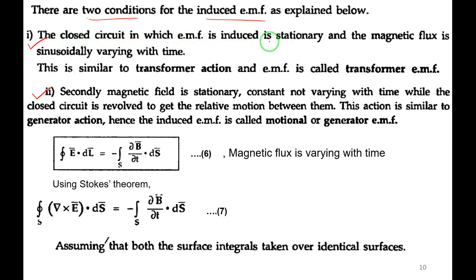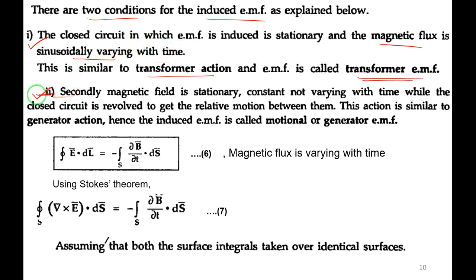The closed circuit in which EMF is induced is stationary here. The conductor is not moving, it is stationary, but that stationary circuit will generate the time varying magnetic field, meaning magnetic flux is varying with time. The current flowing through the primary of the coil will generate the changing magnetic field continuously. But the coil wound on the primary section is fixed, so the conductor is not having any movement. It is similar to your transformer action. Hence we call this kind of EMF in these kinds of circuits as transformer EMF, right?